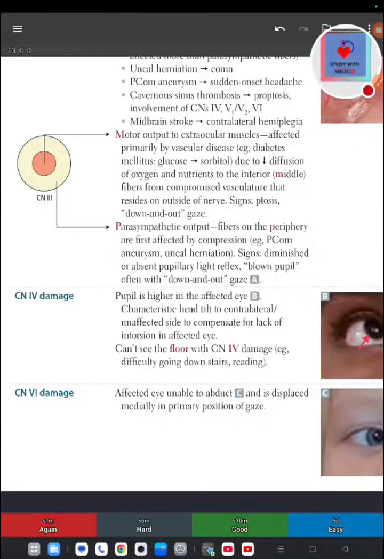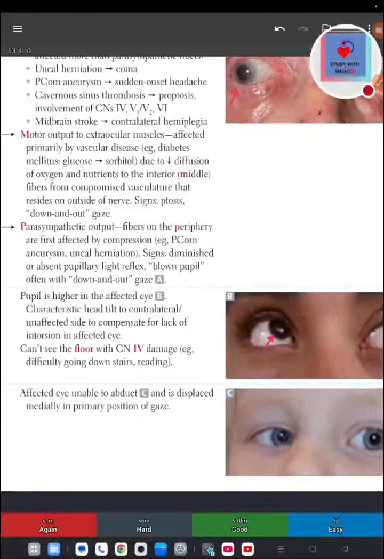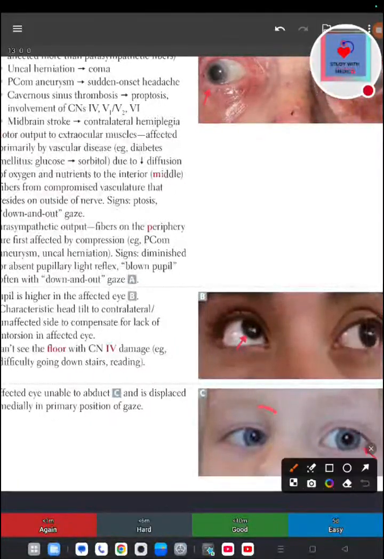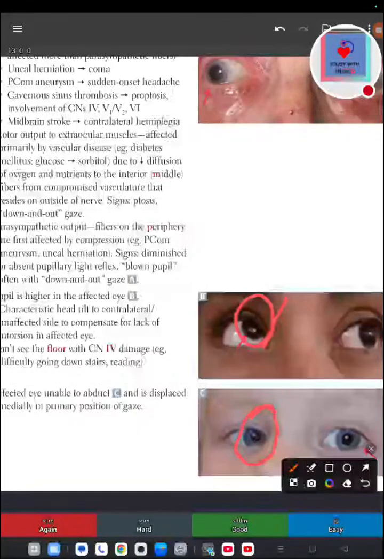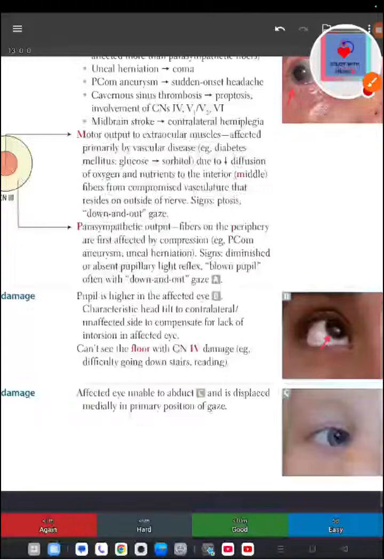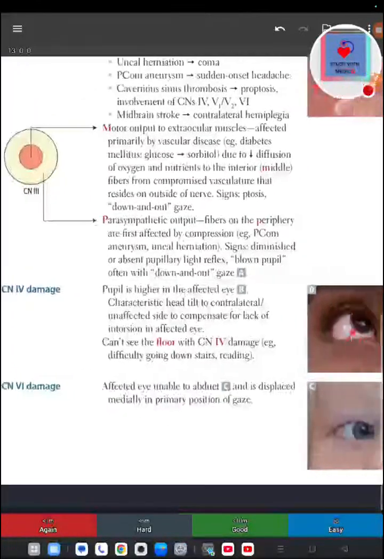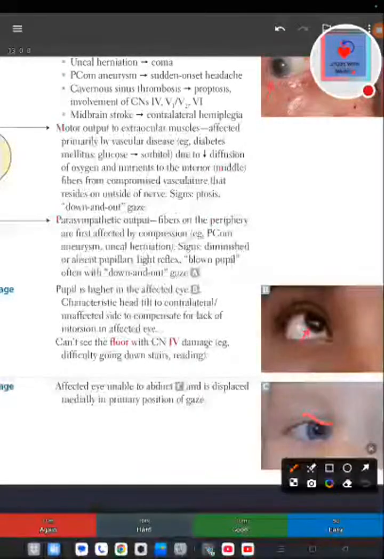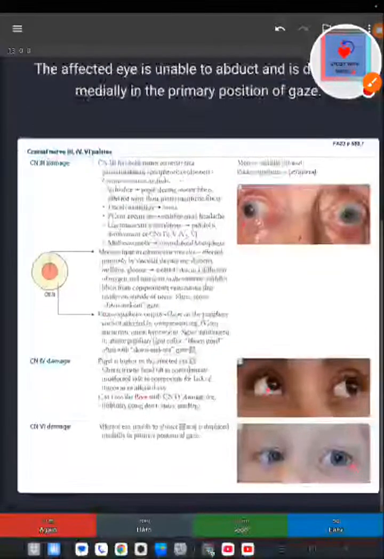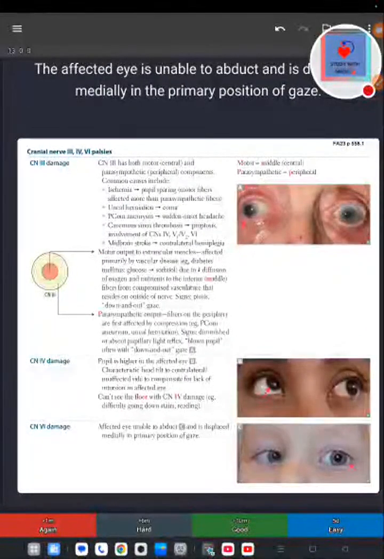Figure 6, affected eye unable to abduct and is displaced medially in primary position of gaze. So this eye is affected medially. And this is cranial nerve 4, up. This is up. Okay, this is where there is medial rotation, and this is cranial nerve 4, trochlear. So with trochlear nerve damage they can't see the stairs. So with cranial nerve 4 damage, they can't see the floor. Okay, motor and parasympathetic unclear.